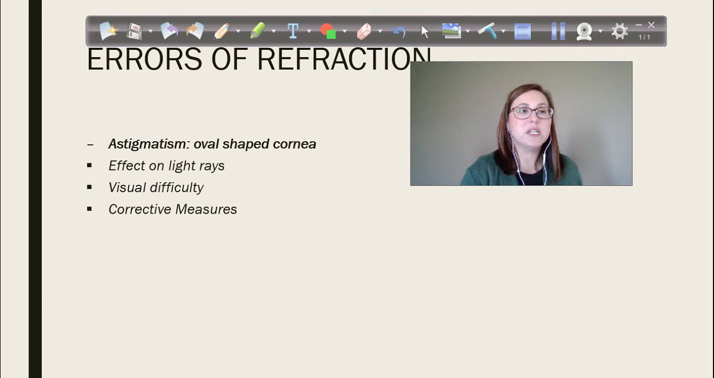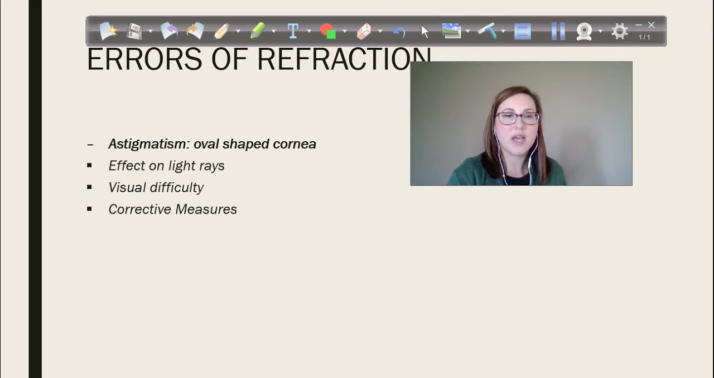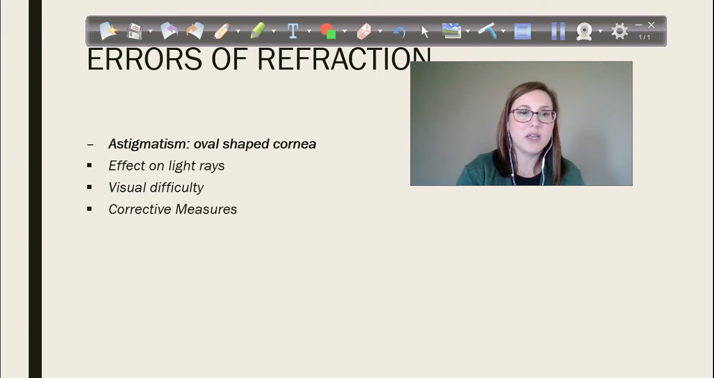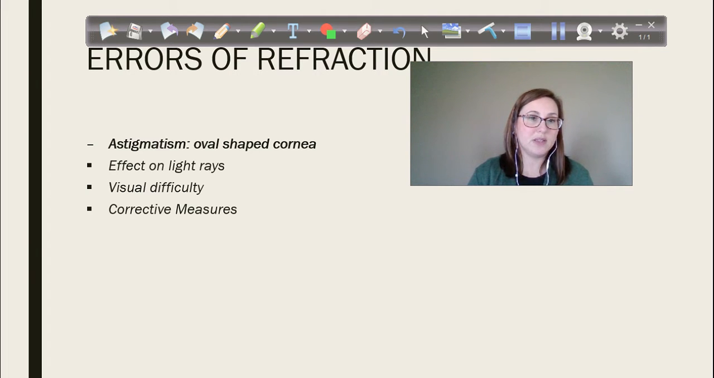Another area of refraction is astigmatism. That's when the cornea of the eye, so this isn't so much the retina, but the cornea, is oval-shaped, and it affects the light rays coming in to the retina. They're focused at two different points because of that oval-shaped cornea. The cornea should normally be very round and smooth, so it's irregular in some way. It often occurs with myopia and hyperopia, so with nearsightedness and farsightedness. Usually lenses will correct this as well.